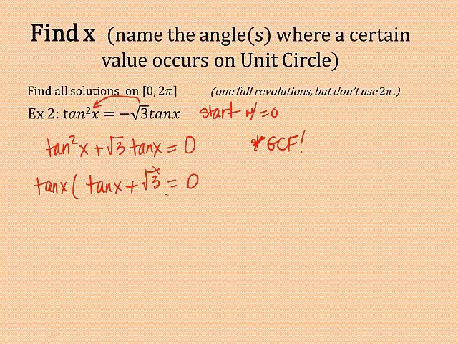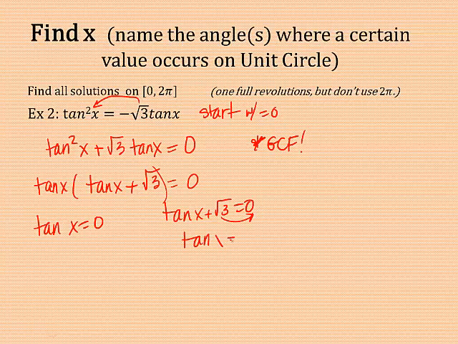All right. Now we're in a position we can set each of these 2 factors equal to 0. Where's the tangent of x? 0. And this one, where's the tangent of x plus the square root of 3 equals 0. So we have one more final step. We've got to move this over. So we see the tangent of x is equal to negative square root of 3.